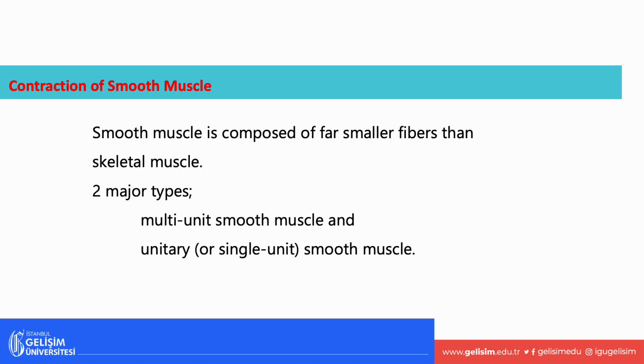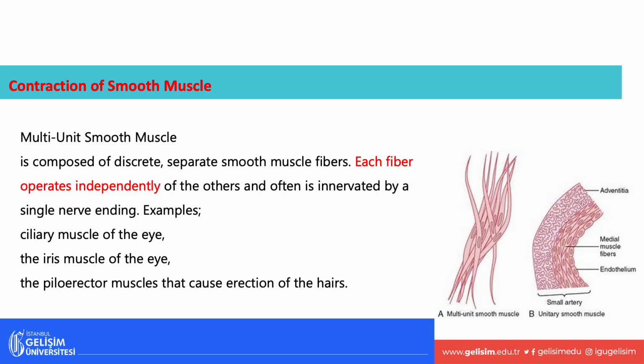Now, multi-unit smooth muscles are made up of discrete, separate smooth muscle fibers. Now, these fibers operate independently of one another, and they're often innervated by a single nerve ending. Multi-unit smooth muscles are found in organs where fine control is needed, such as the iris and the ciliary muscles of the eye, or even in the airways and blood vessels where the diameters need to be regulated carefully.